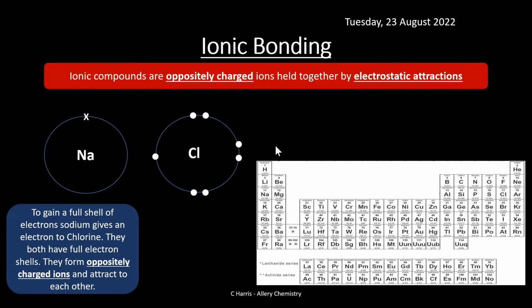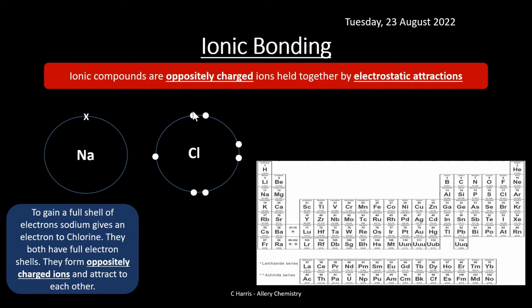This is sodium and chlorine. So these are two atoms here, and we know they're atoms because this is just showing the valence electrons. So these are electrons in the outer shell. We know that sodium's in group 1, so it has 1 electron in its outer shell, and chlorine is in group 7, so it has 7 in the outer shell.